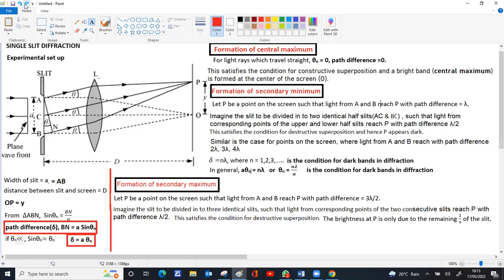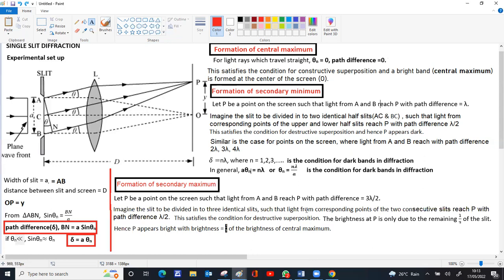Intensity is only due to 1/3 of the slit. That means the point P, where a 3 lambda by 2 path difference arises totally from A and B, appears with 1/3 of the brightness of the central maximum.